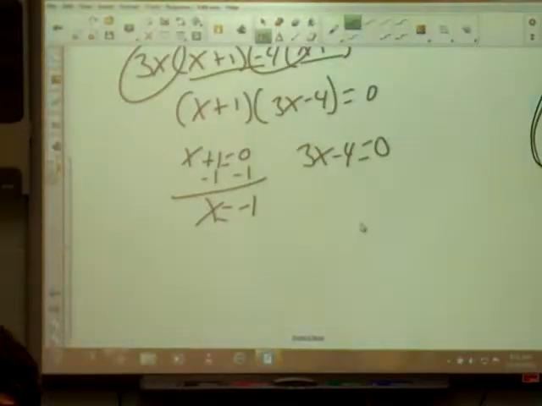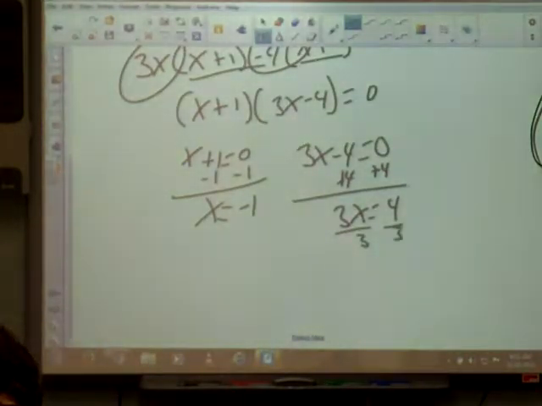What do I need to do on that one? Add 4. x is 4/3. You got it. Put them in some squigglies. You don't have to do that, but I just want to.